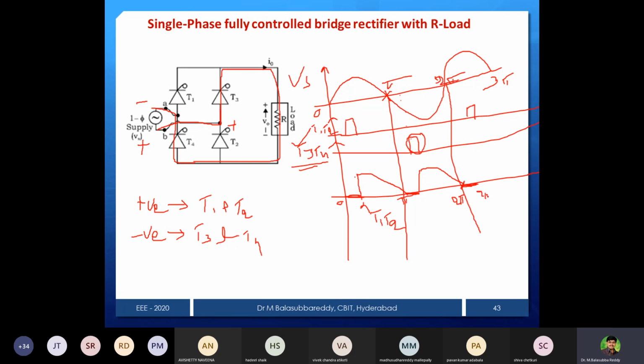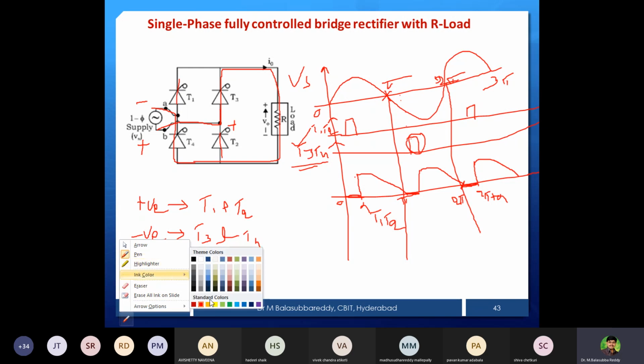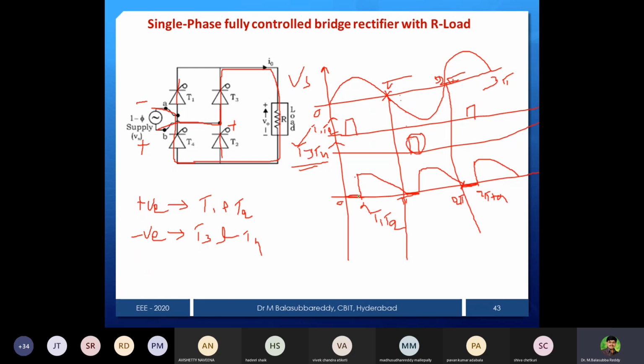So at 2 pi plus alpha, you give the pulse to T1 and T2. Then T1, T2 will conduct. Then the output voltage will be the same as the source. That's all for the voltage waveform. And similarly, you want to draw the current waveform. It is just that instead of this much magnitude, you can reduce the magnitude. This is the current waveform.